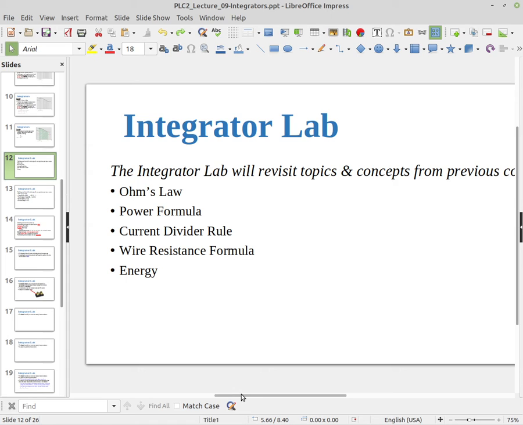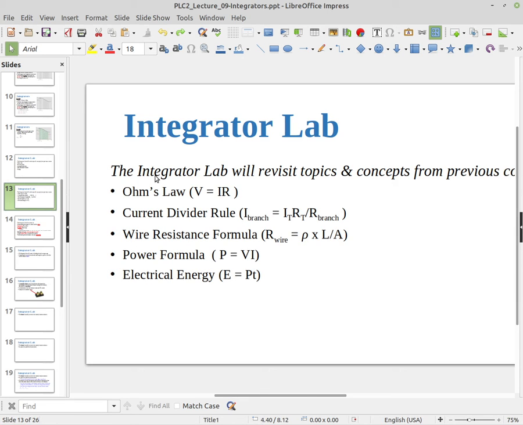So to do that, we just want to review some standard electrical properties. So we have Ohm's law, which is the voltage is equal to the current times the resistance. That's Ohm's law. There's also the current divider rule, which might come in useful when you're trying to calculate currents in two parallel branches.